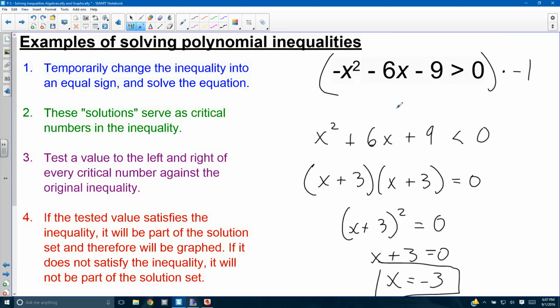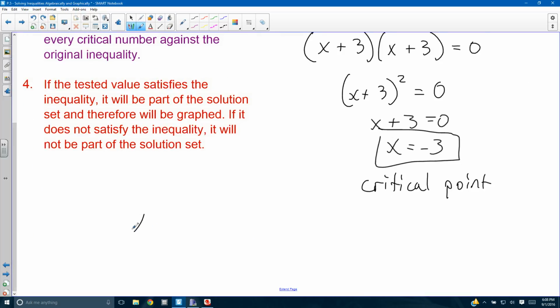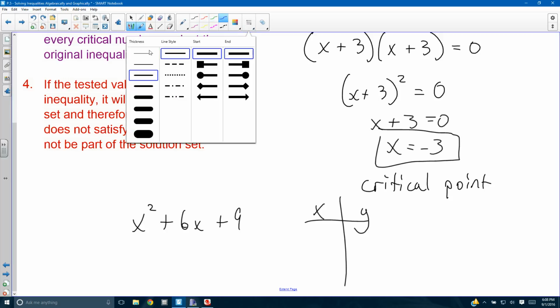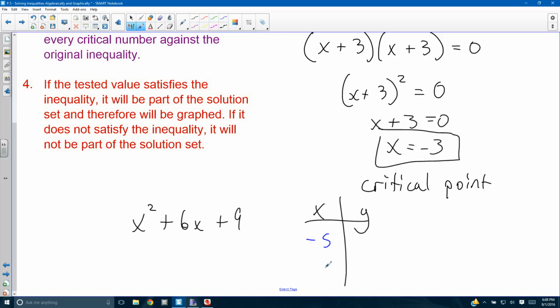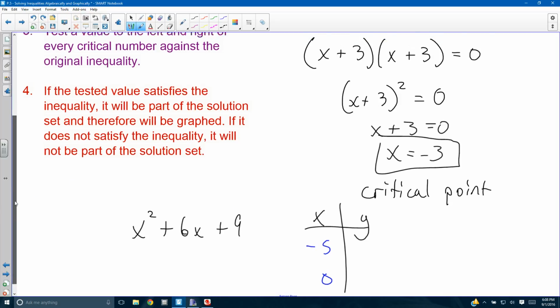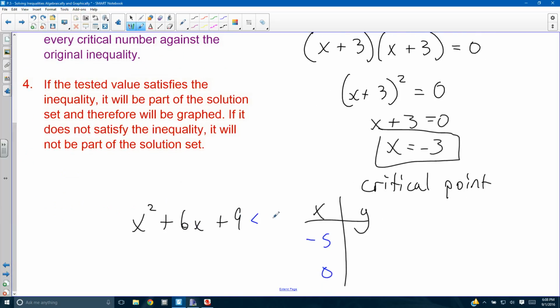You can just do the one that you did when you modified the equation before you changed it into an equal sign. So I'm going to do this one, x squared plus 6x plus 9. I'm going to test it with a number to the left of -3 and to the right of -3. So let's try -5 and let's try 0. Oh, and this needs to be less than 0.